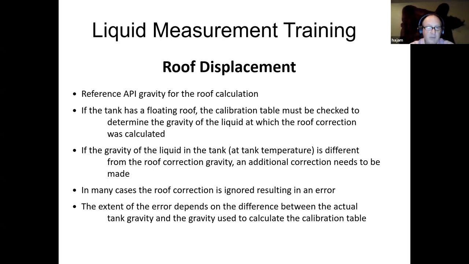Now, I am not aware of any ships or barges, for that matter, that have a roof correction or a floating roof inside of them. I'm not saying that's the case, I'm just not aware of it. And so a roof correction probably would not pertain to a ship or ocean-going vessel. So the extent of that error depends on the calculated gravity at which the table was constructed and the gravity measurement itself. Those two need to be accurate to get an accurate level in that tank.